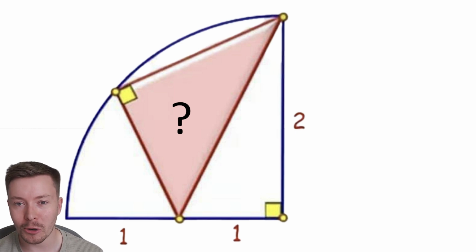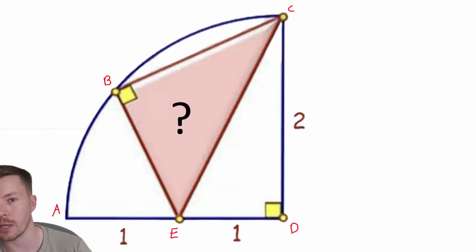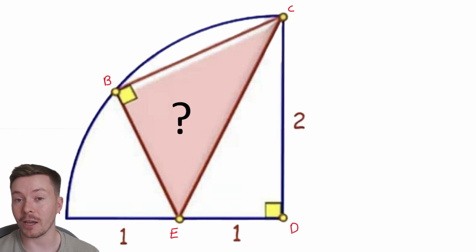Now, can you find the area of that red triangle? If you want to have a go at the problem, I've labelled the key points so you can refer to them in your explanation. I'll move my head out of the way so you can see the A there. If you want to have a go, feel free to pause the video now, because I'm going to go through my solution in 3, 2, 1.